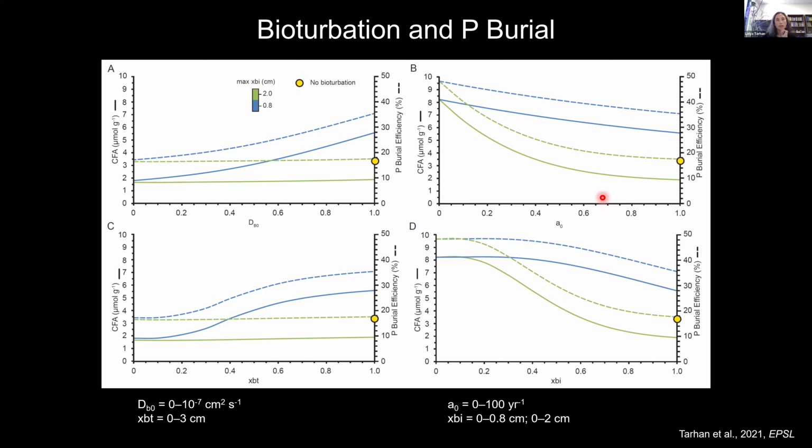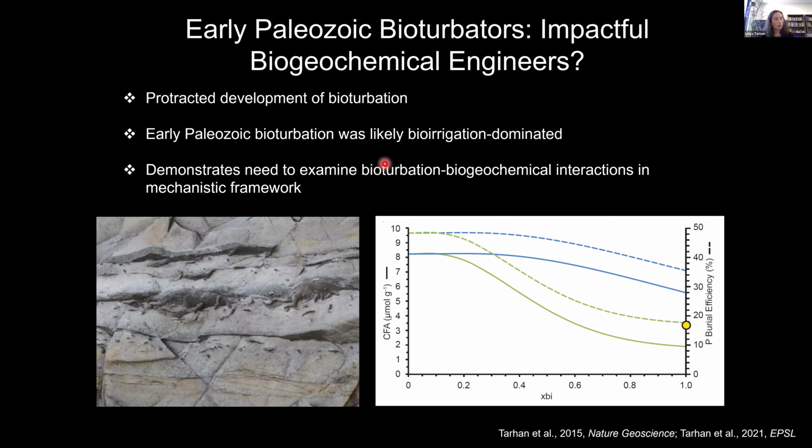Intriguingly, however, if we consider our more deeply bioirrigated systems, so here looking at the green curves, subsequent increases in biodiffusion, such as we would infer were eventually the case, don't actually appear to substantially impact phosphorus burial. And in fact, phosphorus burial efficiency in these systems is indistinguishable from that of modern sediments without any bioturbation at all.